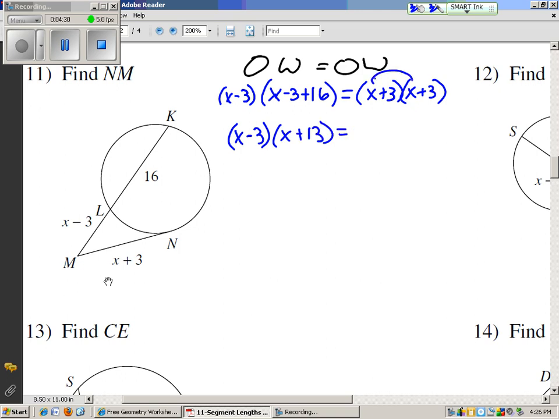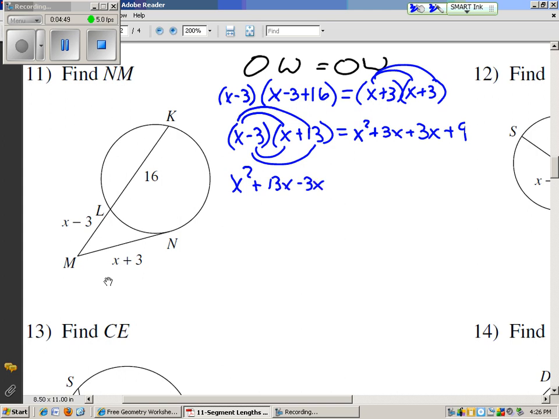And I'm going to go ahead and do this FOIL. So x squared plus 3x plus 3x plus 9. And then I'm going to FOIL here. And I'm going to get x squared plus 13x minus 3x minus 39. That was minus 3 times 13 is 39. And I'm going to condense this down to x squared plus 6x plus 9. And these two go together to be 10x here.